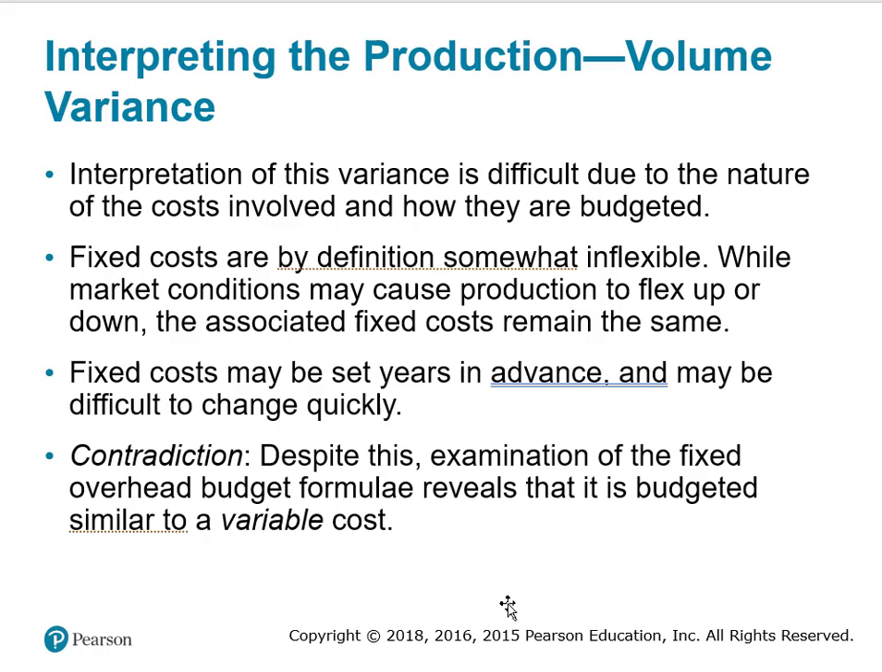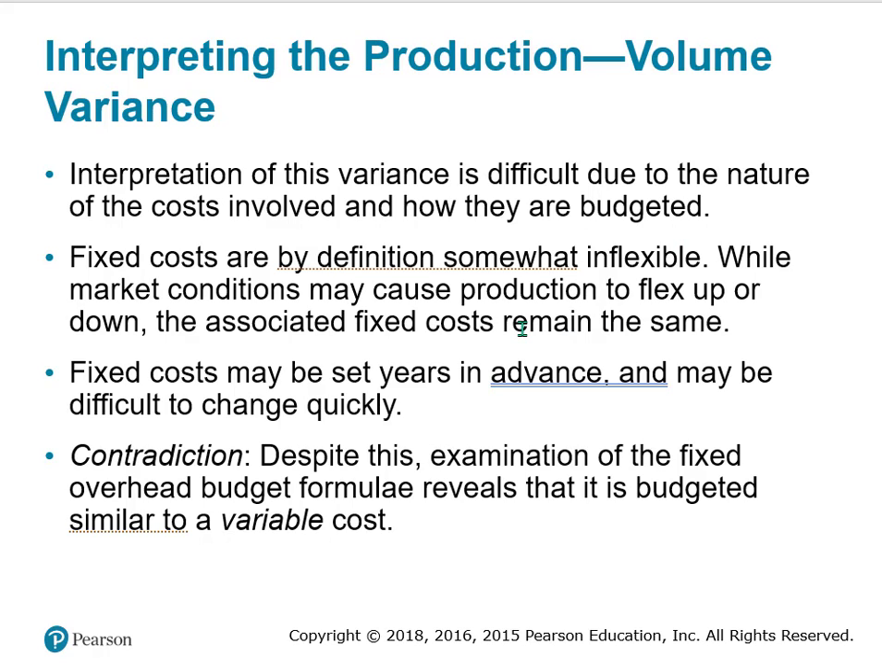So lump sum fixed costs represent the cost of acquiring capacity. An analysis of the production volume variance should include questions like, why did the overcapacity occur? Why were only 10,000 units produced? Is there a quality problem? So interpretation of this variance is difficult because of the nature of the costs and how they're budgeted.